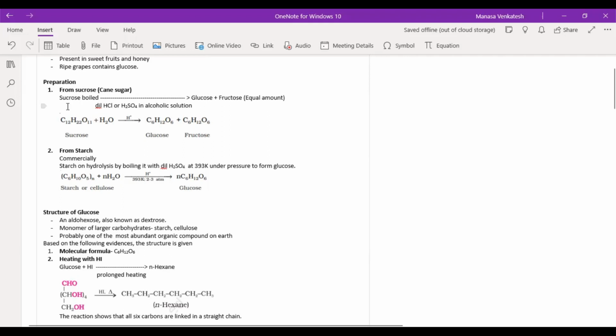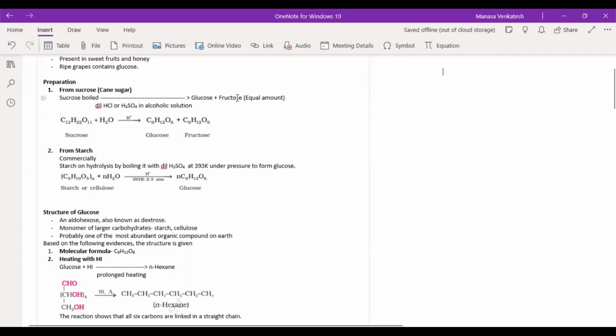The reason is, remember when I told you disaccharides on hydrolysis give rise to their monosaccharides. So sucrose is made up of a molecule of glucose and a molecule of fructose. So when sucrose is boiled with dilute HCl or H2SO4 in alcoholic solution, it leads to the formation of equal amounts of glucose and fructose.